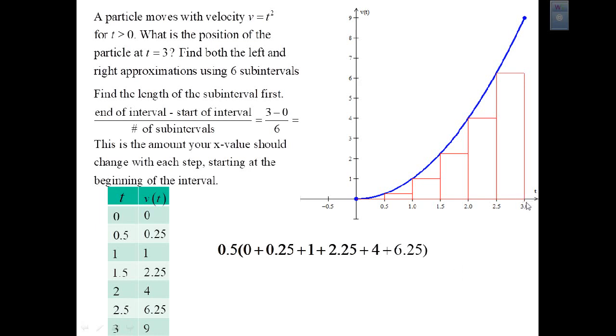And then I don't use the value at 3, remember, to evaluate it. With left hand, I'm only using the values on the left of the subinterval. And I've got a width of my subinterval of 0.5. So 0.5 times the sum of all these is going to give me a value of 6.875. So that is my LRAM.